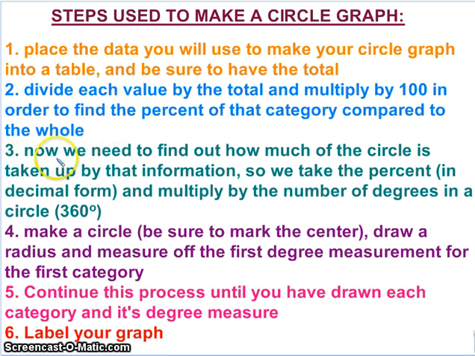Number 3, now we need to find out how much of the circle is taken up by that information. So we take the percent, but we change it into a decimal, and we multiply by how many degrees are in a circle, 360. So just as a reminder, you need your protractor.